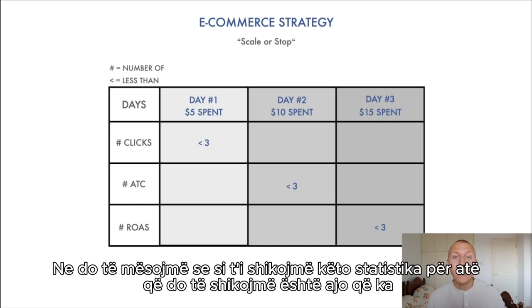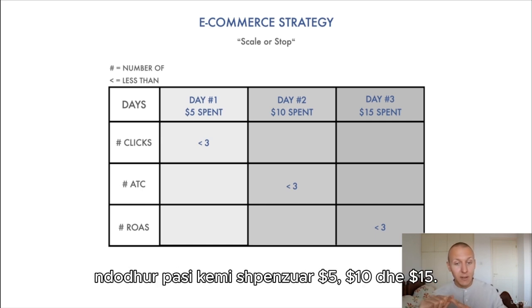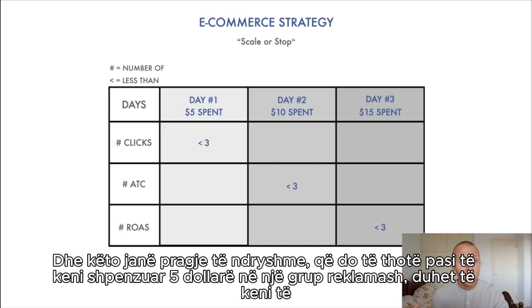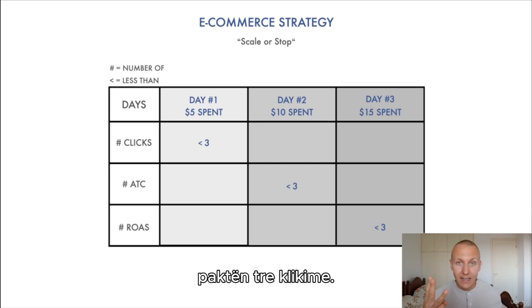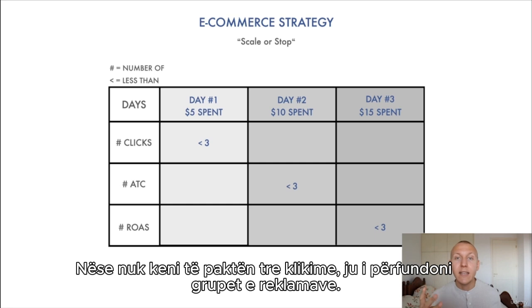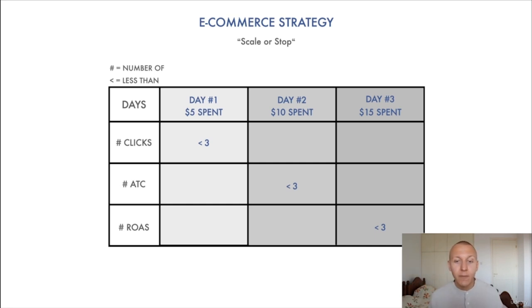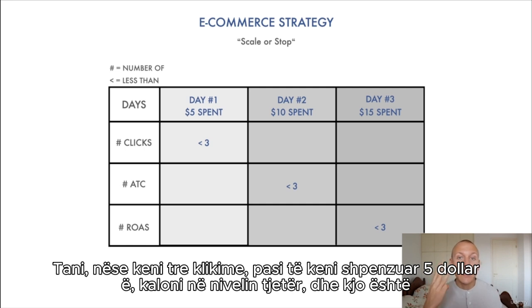What we're going to be looking at is what has happened after we've spent $5, $10, and $15. And these are different thresholds, meaning after you've spent $5 on an ad set, you need to have at least 3 clicks. If you do not have at least 3 clicks, you terminate the ad set, okay? You shut it off.